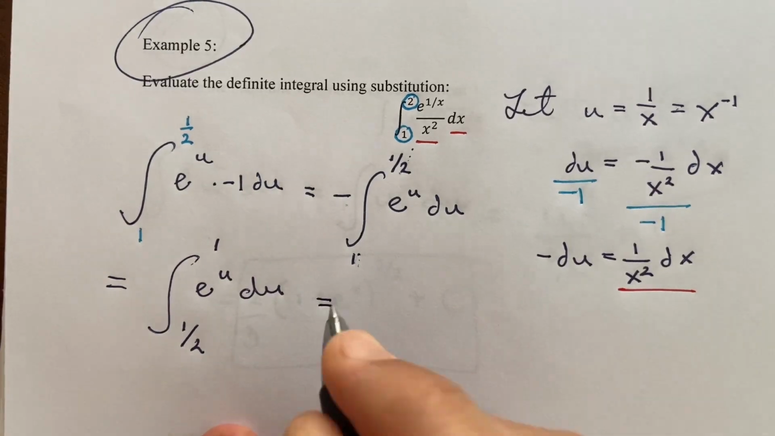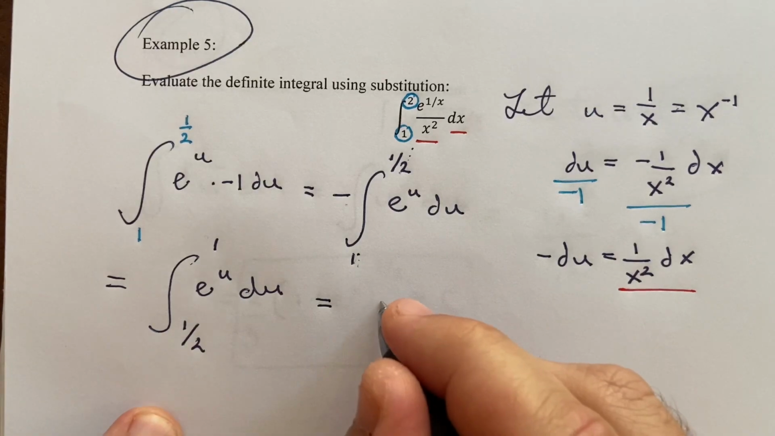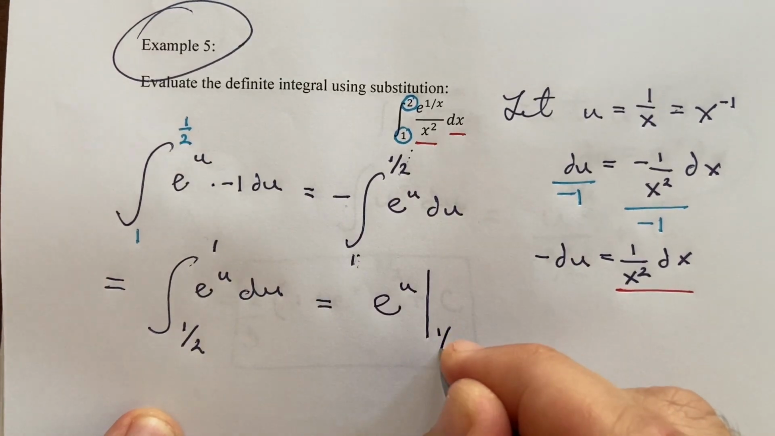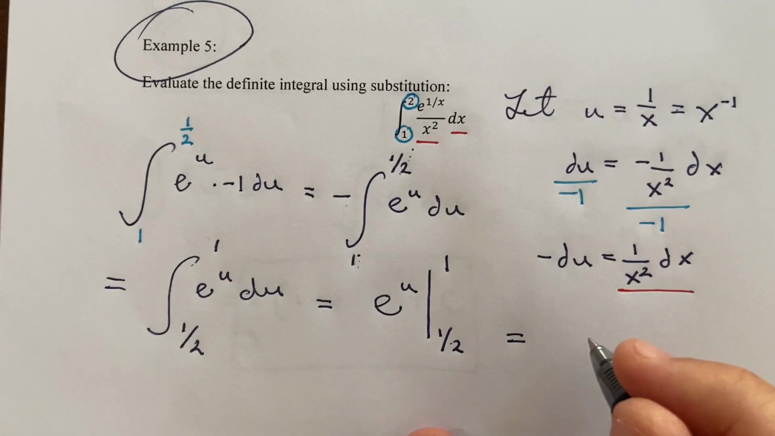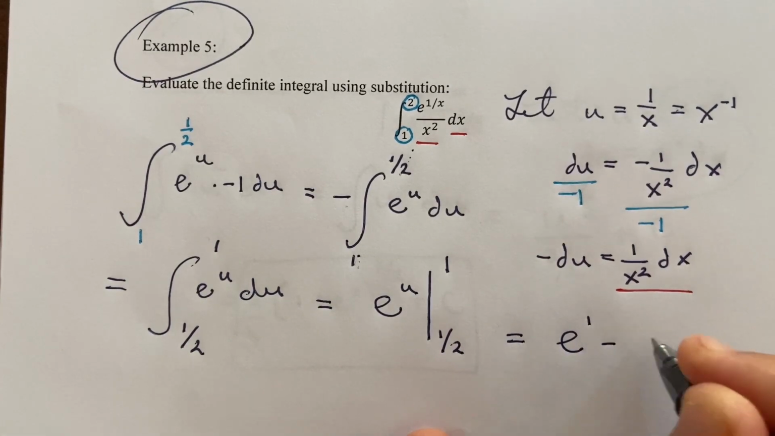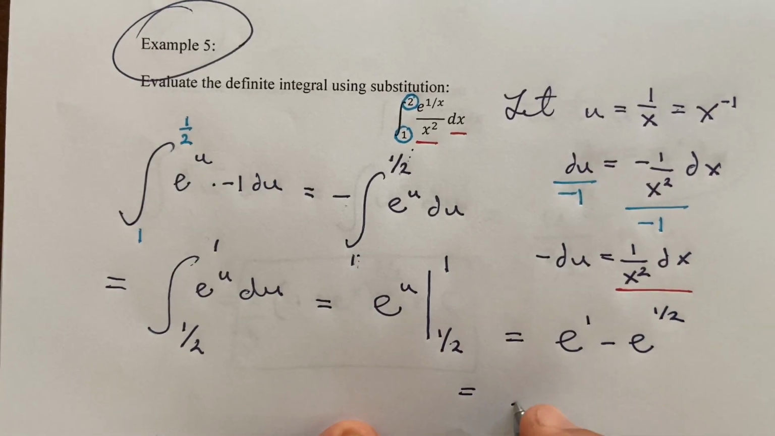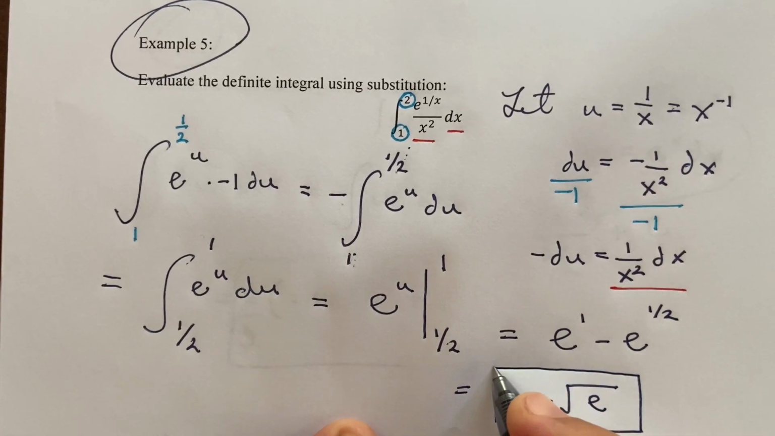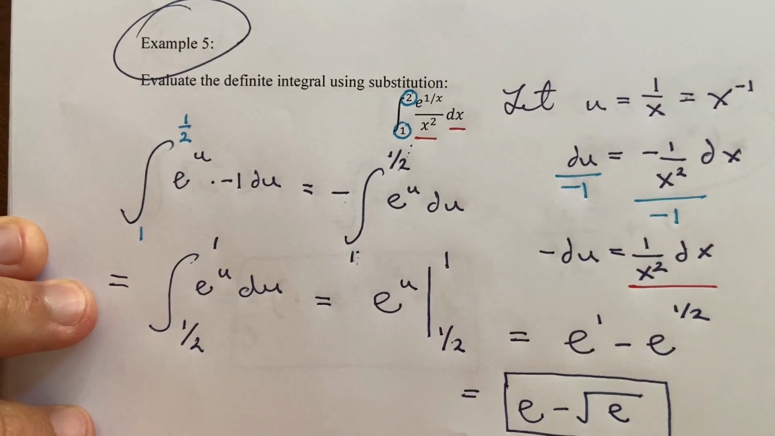And now the antiderivative of e to the u would be itself. And then I evaluate from 1/2 to 1. So we would have e to the first minus e to the 1/2. In other words, e minus the square root of e. That would be the exact form of your answer. Okay.